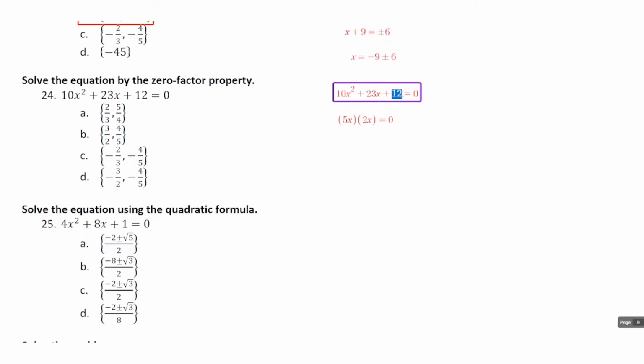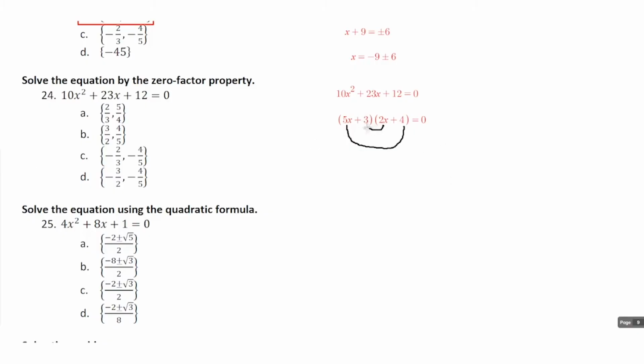For the last term, we've got 12, so we have to find two numbers that multiply to give me 12. To kick this off, I'll start with 3 and 4 as a guess. But really, how you figure out the correct combination is you multiply the outside terms and the inside terms.